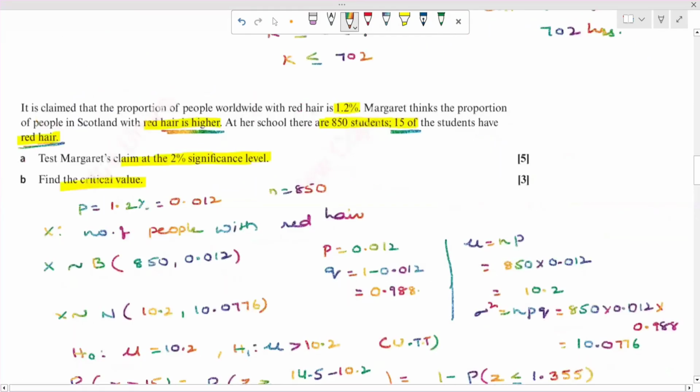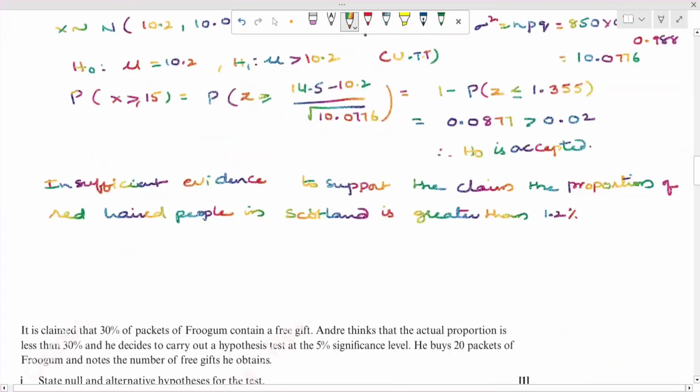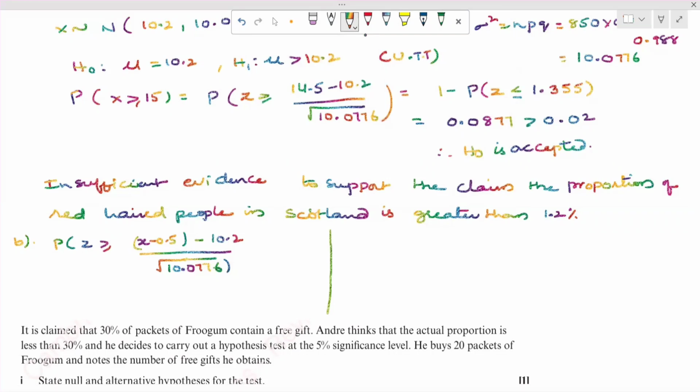They're asking us to find the critical value. Okay, this is very simple, critical value. So B part is, we need to find the critical value. See here, so Z is greater than or equals to 0, greater than or equals means 0.5 minus, continuity correction, minus 10.2 by root of 10.0776, which is less than 0.02.